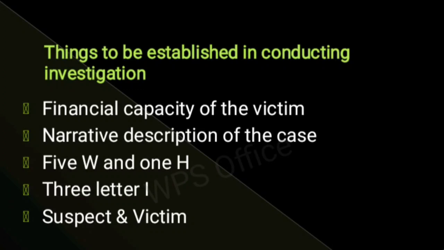Things to be established in conducting investigation are letter A, financial capacity of the victim. Letter B, narrative description of the case. Letter C, 5 W and 1 H. Letter D, 3 letter I. And E, suspect and victim. The answer is letter C, 5 W and 1 H.